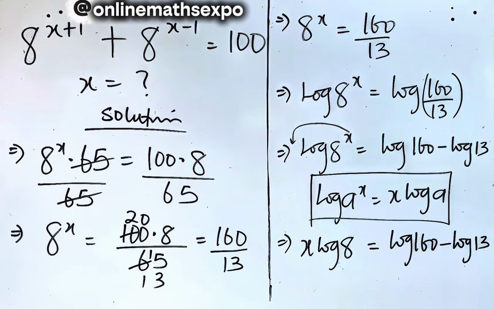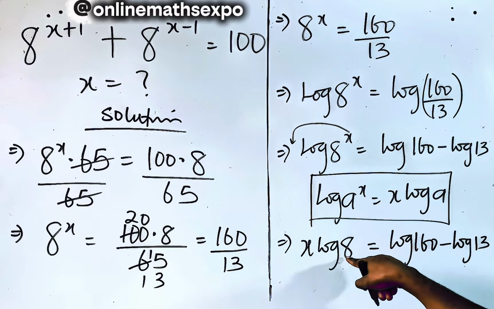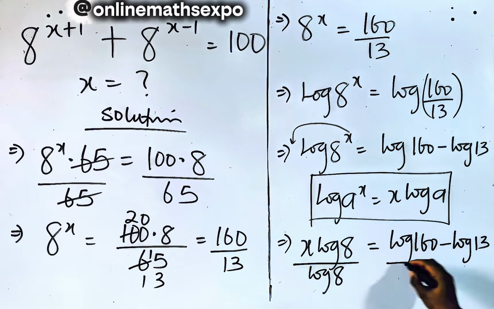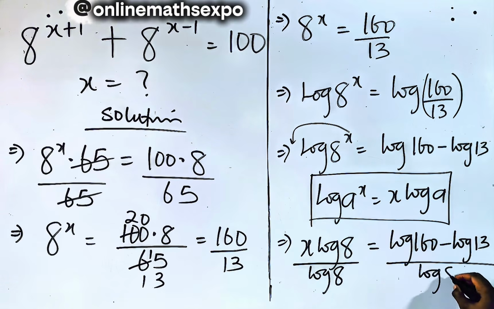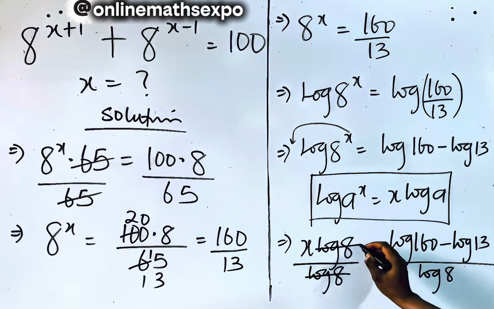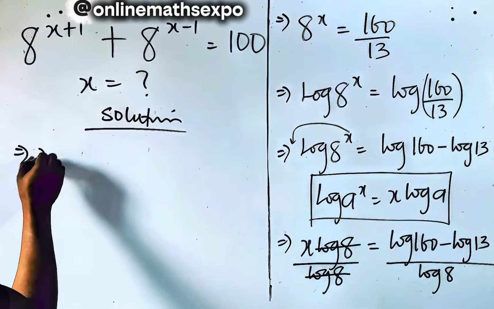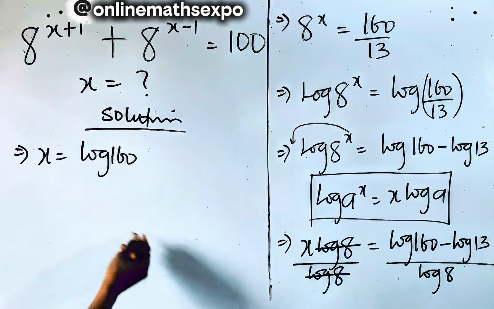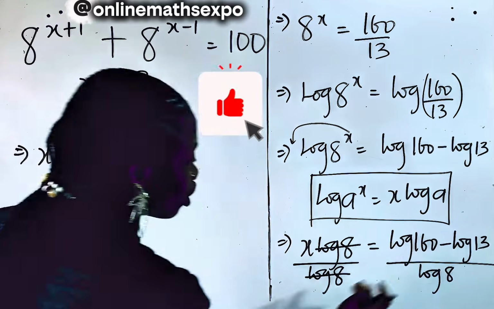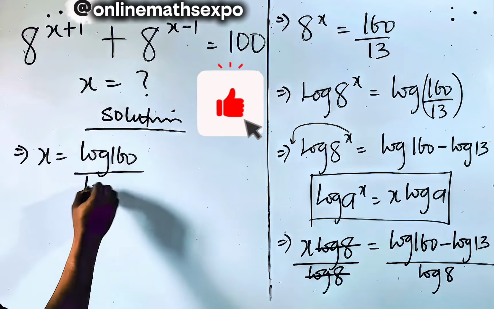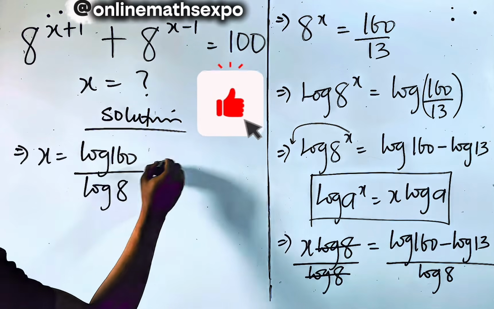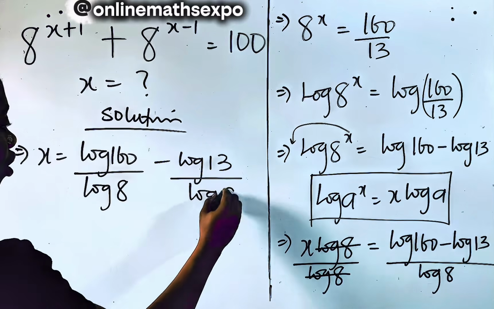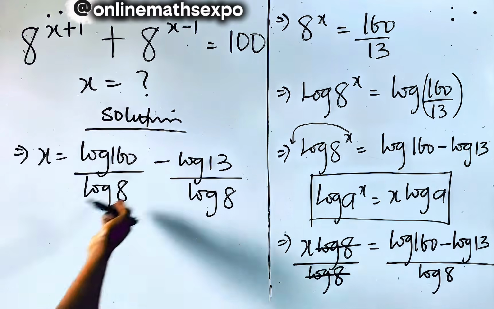Now what do we do next? To get x, we need to clear this. So we are going to divide both sides by log of 8, and you do the same here. So if you do that, this will take off this. So to have x is equal to log of 160, we are free to use this to divide each numerator. So we have this divided by log of 8 minus log of 13 divided by log of 8. Now we can't leave it this way.